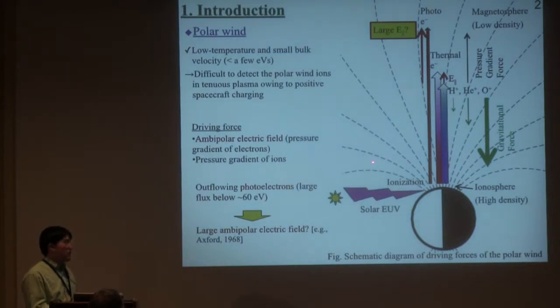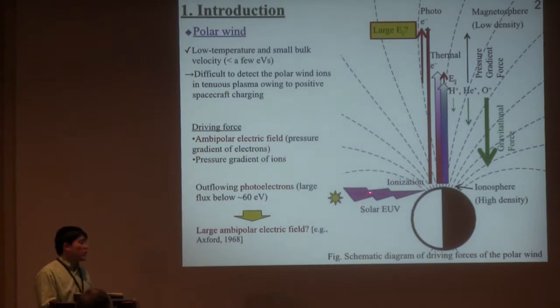Since electrons are lighter than ions, but to maintain charge neutrality, the ambipolar electric field develops between the electrons and ions. Additionally, solar EUV radiation onto the ionosphere produces photoelectrons that have energy of the order of several tens of electron volts. That can escape along the open field line. And so it is suggested that a larger ambipolar electric field is developed by these photoelectrons.